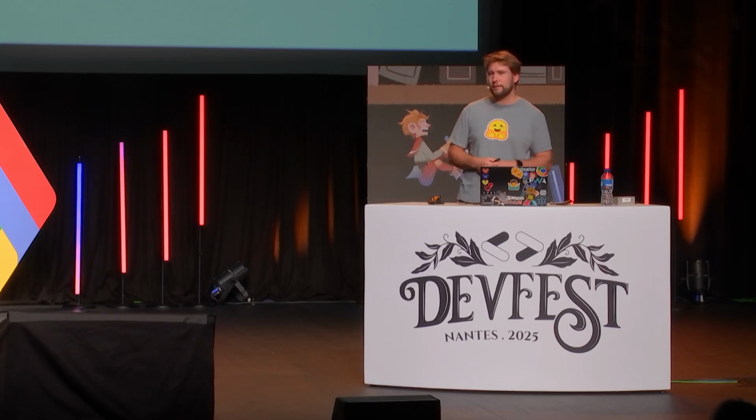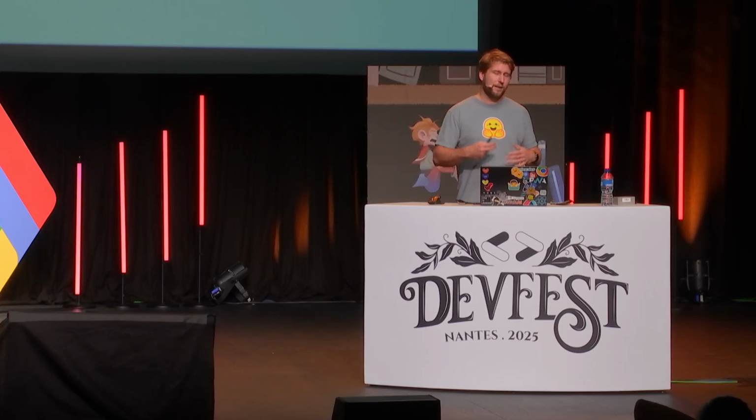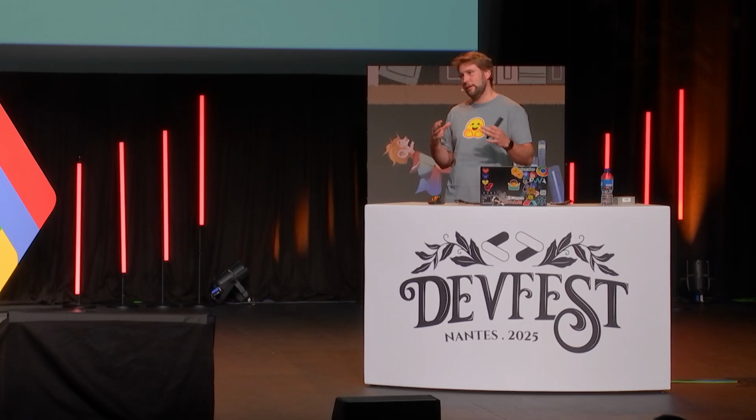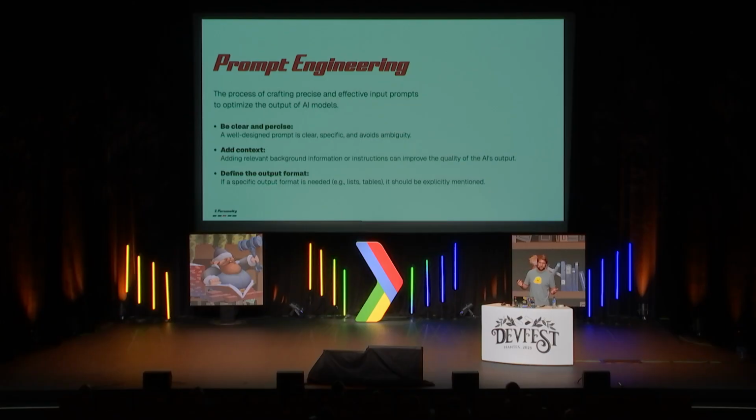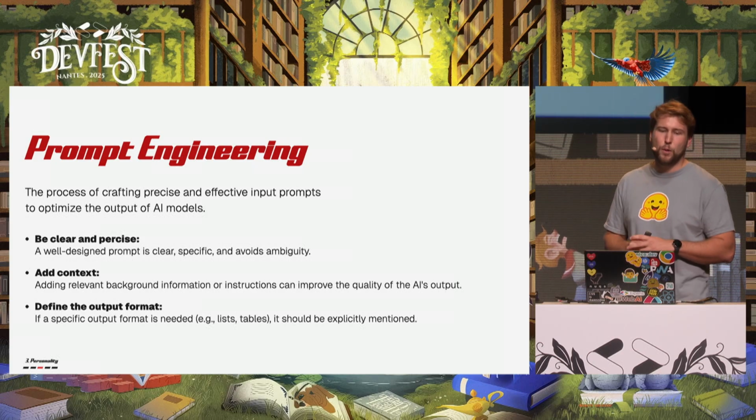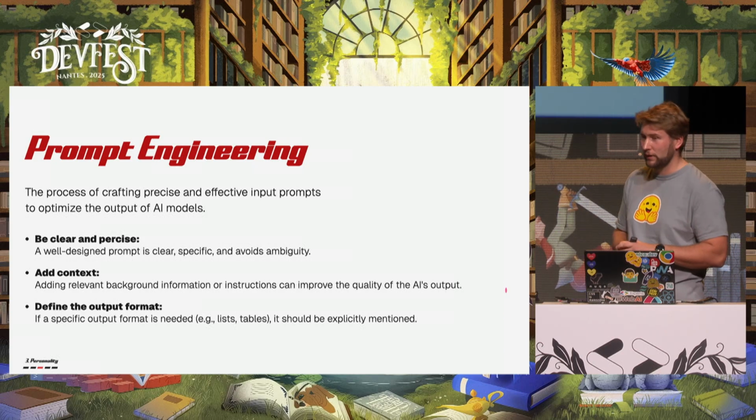One way I could do that is I could use fine-tuning. Fine-tuning means that I take a model that is already trained, and I could then add more data on top of that to tweak the model in a certain direction. And to be honest, that is probably as hard as it sounds, so I didn't want to go that route. But there is a way simpler, and yet very effective way in the end, and that is basically prompt engineering. Prompt engineering is the process of crafting precise and effective input prompts to optimize the output of AI models.